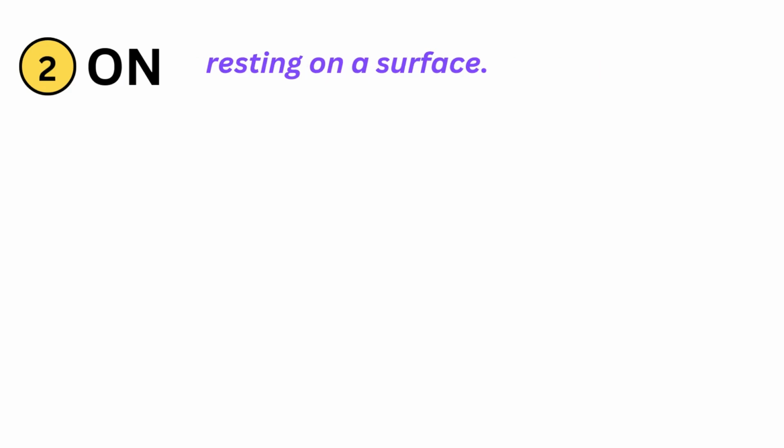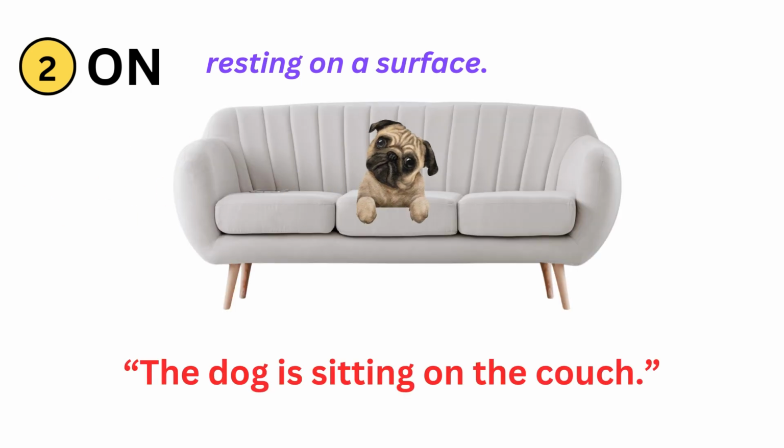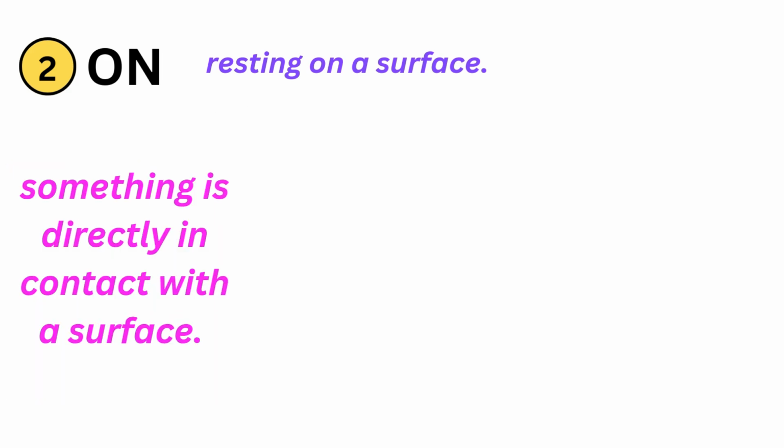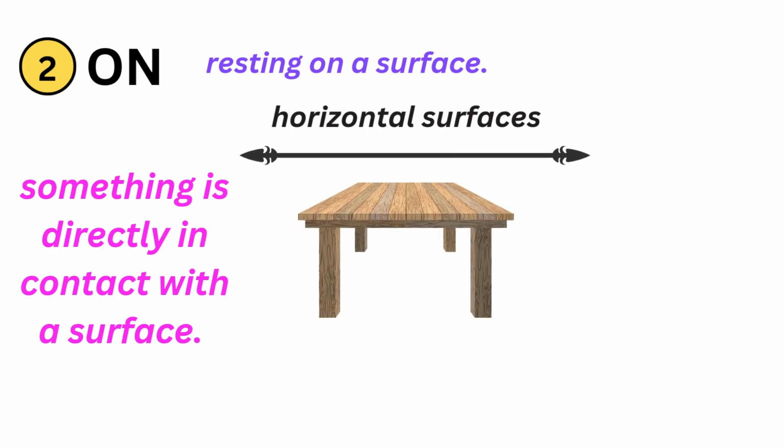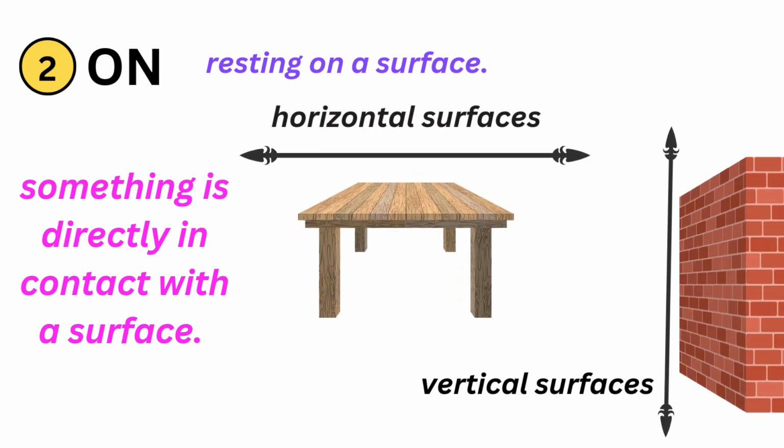Number 2. On. On indicates that something is resting on a surface. For example, the dog is sitting on the couch. On is used because the dog is directly on top of the surface of the couch, in contact with it. Use on when something is directly in contact with a surface. This includes items on horizontal surfaces like tables or even vertical ones like walls.